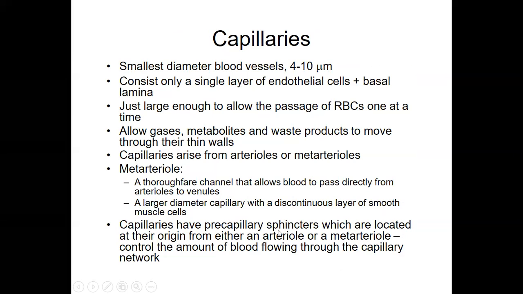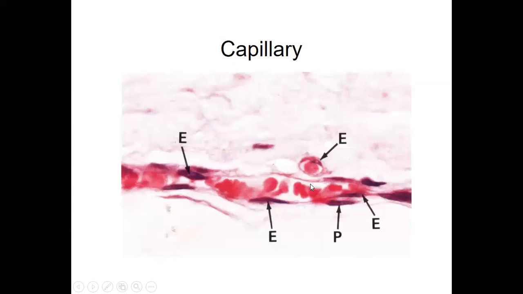Capillaries have a precapillary sphincter at their origin, whether they originate from the arteriole or the metarteriole. What is the function of the precapillary sphincter? It controls the amount of blood flowing through the capillary network. You can see here, this is the capillary, this is the endothelial layer, and this is the red blood cell.